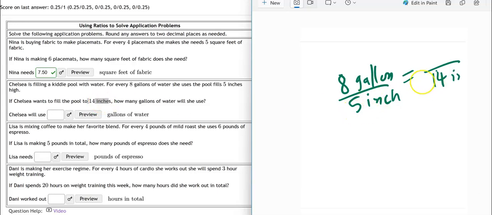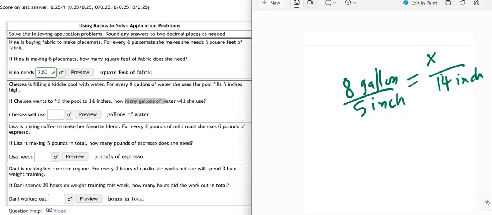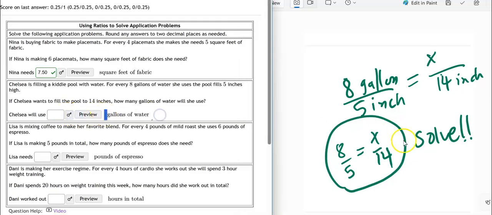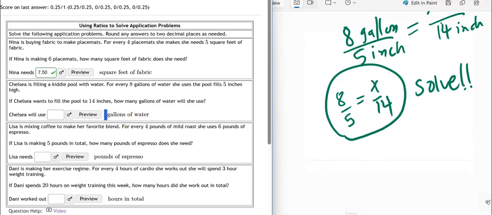The question asks how many gallons, so I put X in the top. So you have the proportion 8 over 5 equals X over 14, and you solve this like I did in the previous question. You get the answer, and round it to 2 decimal places, and that's how many gallons of water. Please solve it yourself. Okay, let's do the next question.